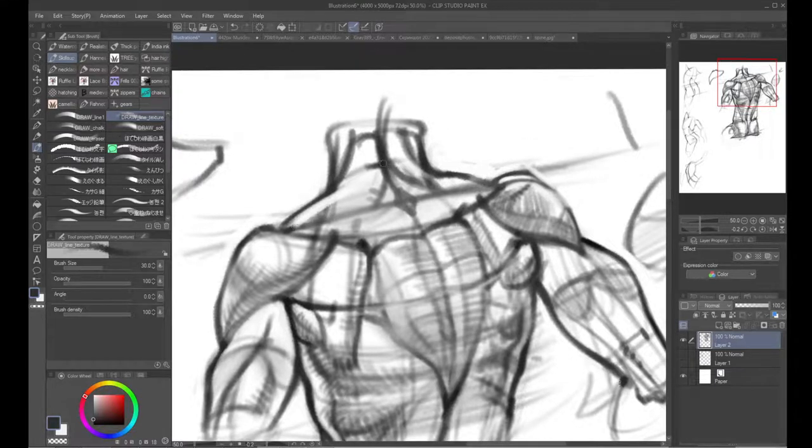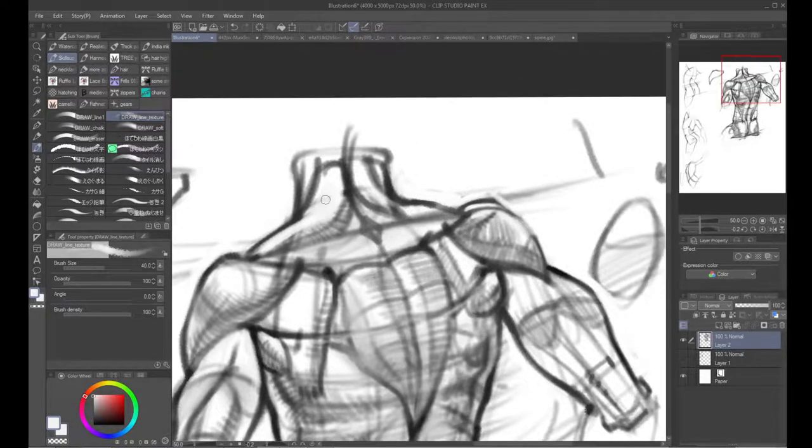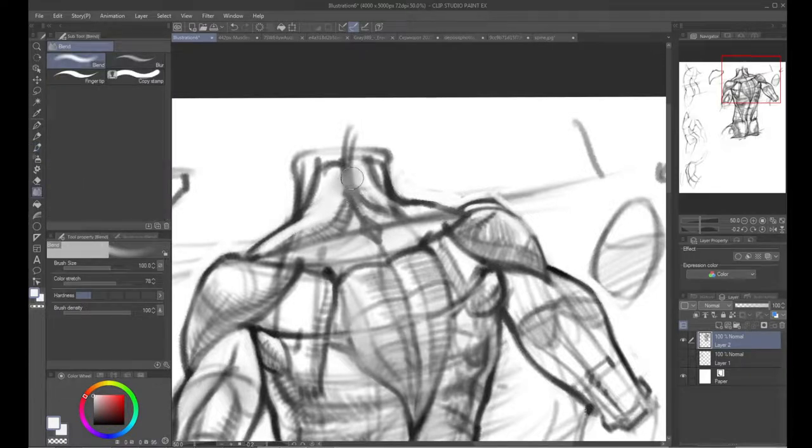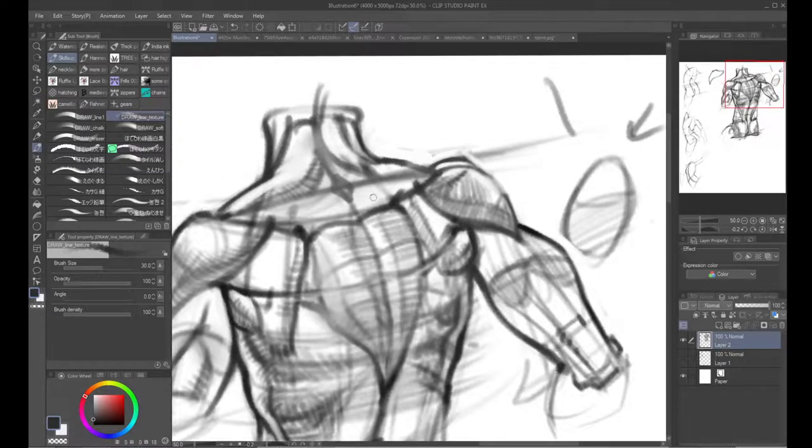Now what remains is to define the rest of the planar structure and work on the accent structure, emphasizing the part that we want the viewer to look at first, and maybe making it harder to see the parts that are farther away from the viewer. So we will work on these lines. For example, I'm making the far line thinner and the line in the foreground thicker to create a hierarchical structure of the lines.